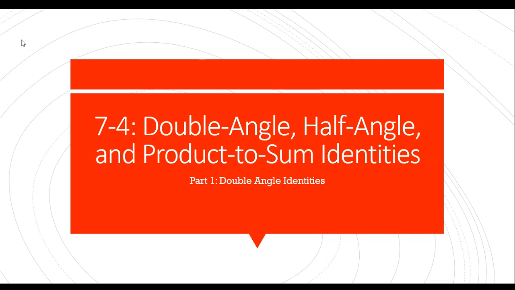7.4 is a doozy, not gonna lie. 7.4 covers the double angle, half angle, and product to sum and sum to product identities, which is a lot. So we're gonna chop it up a little bit, make it a little bit more tangible, a little bit more digestible, focus on one thing at a time while we out here doing our distance learning during COVID-19.